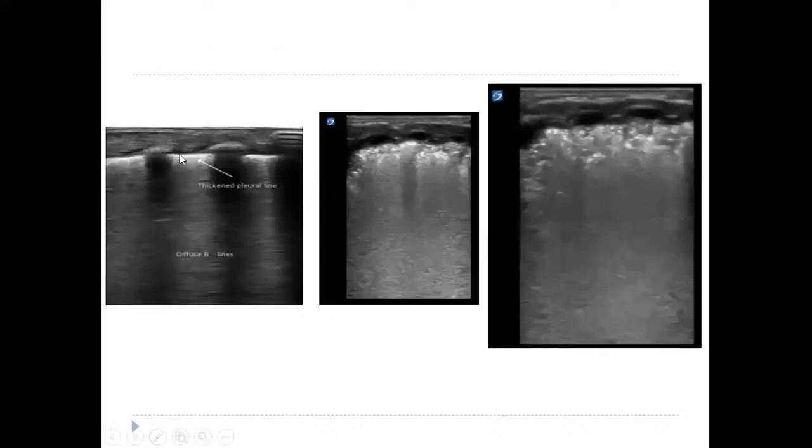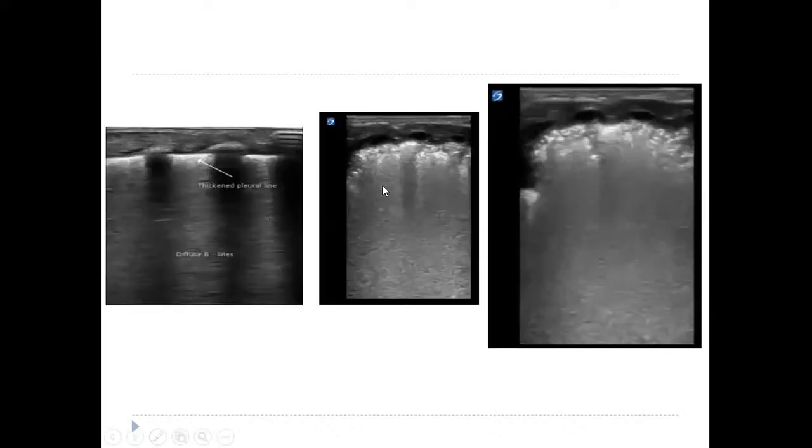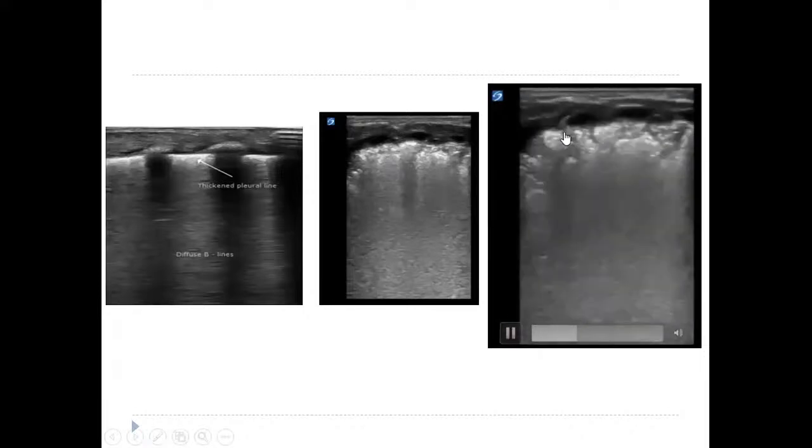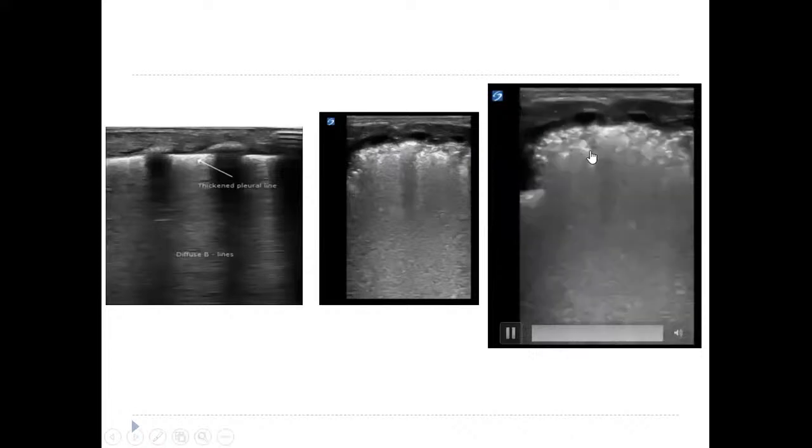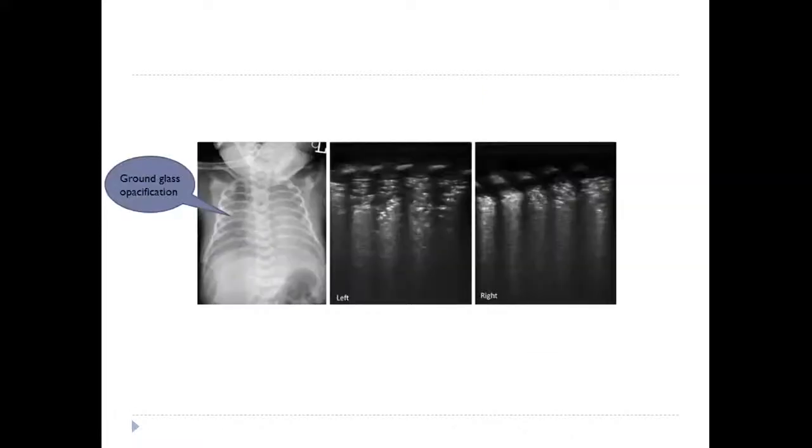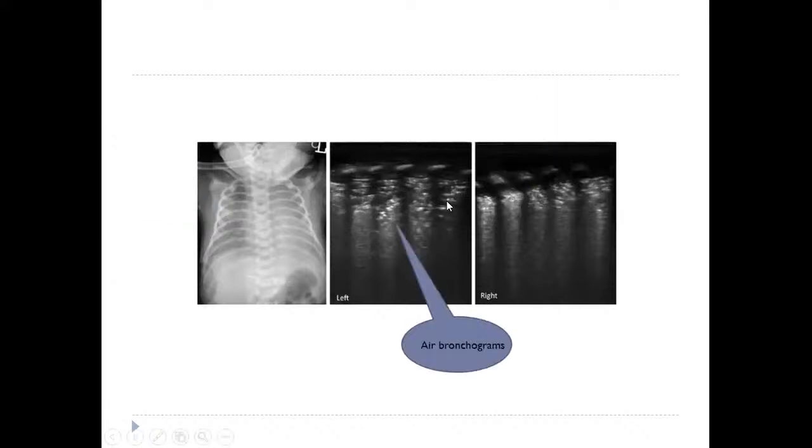So here you can see there is a thickened pleura, there are diffuse B lines, and there are subpleural consolidations. In this image you can see the thickened pleura, the subpleural consolidation, and the B lines. This is the characteristic of respiratory distress syndrome. Here also we can see the air bronchogram. The subpleural consolidations are there, and there's an air bronchogram which appears as a bright dot present in the lung.